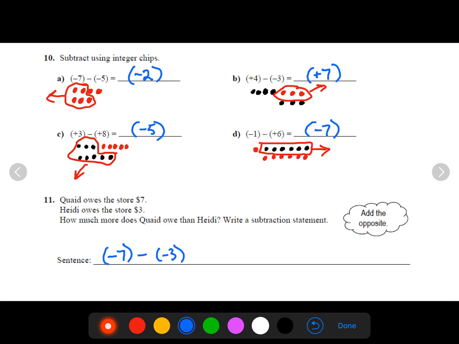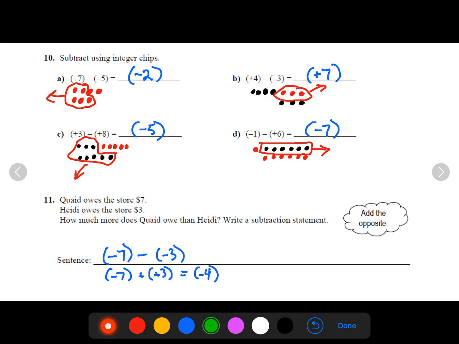So I've got negative 7 minus negative 3. Well, I don't like doing it that way. I don't want to do a subtraction. I want to add the opposite. So I'm going to do negative 7 plus, add the opposite, so that's positive 3. And that equals negative 4.